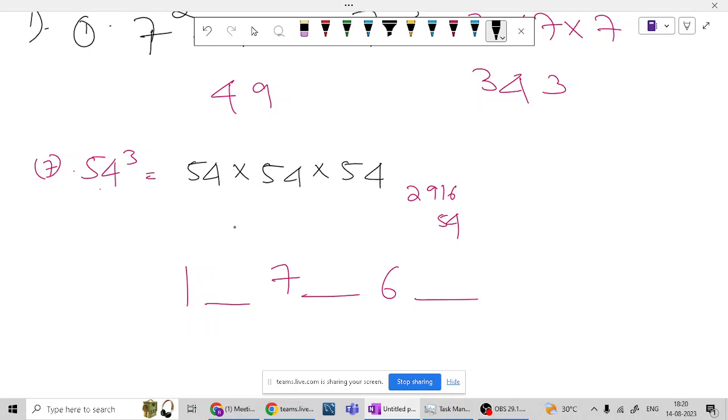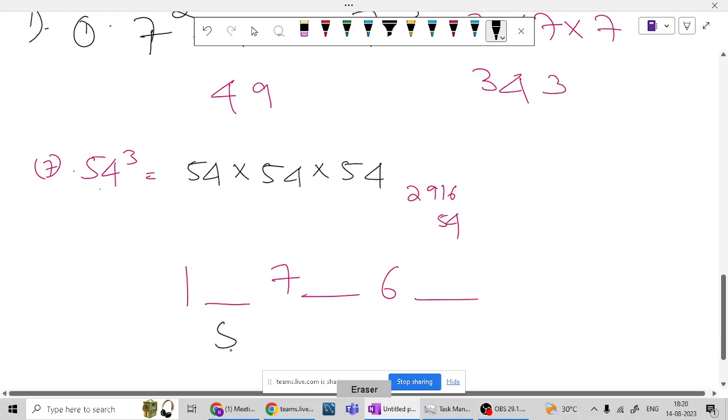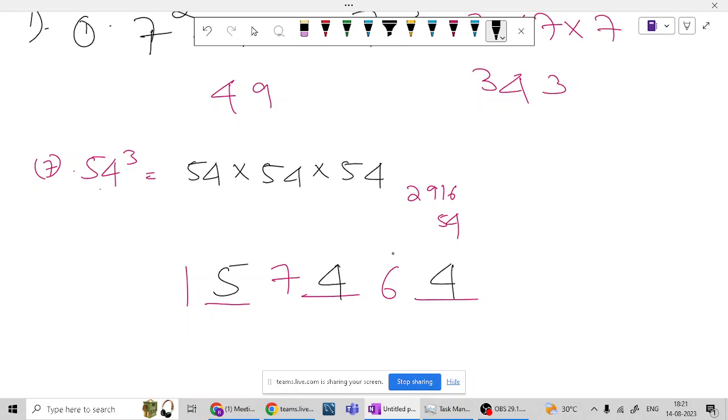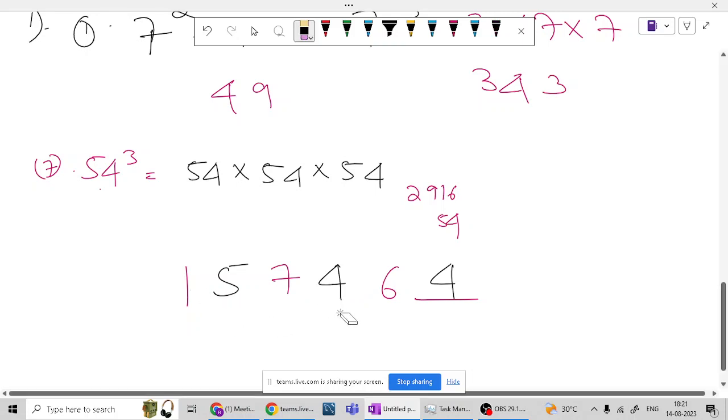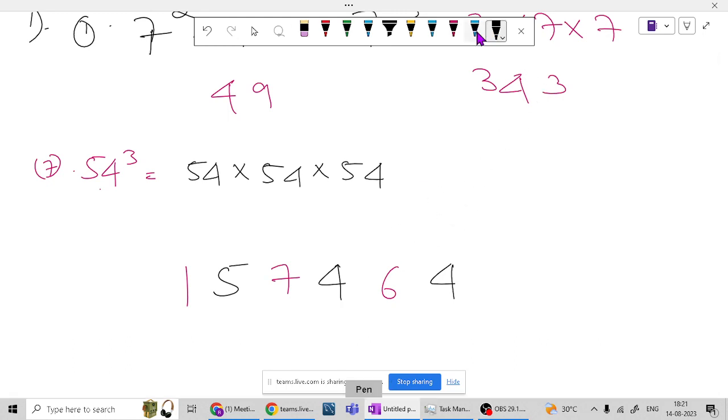1,57,464, sir. Okay, 1,57,000. 157460, sir. 157464, not 60, 64. Yes, Mariam was right. Redo this, students. If you have gone wrong, redo this. You should get 157464 as the answer.